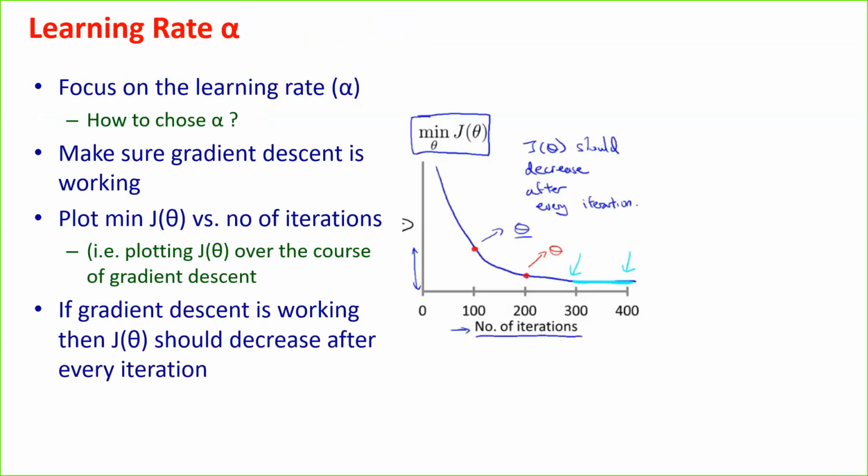The next point that we need to take care of when you're practically implementing the gradient descent algorithm is the learning rate alpha. Learning rate alpha we have to take care of, which is the step size, as we call it. So how to choose this step size alpha? We have to ensure that the gradient descent algorithm is working.